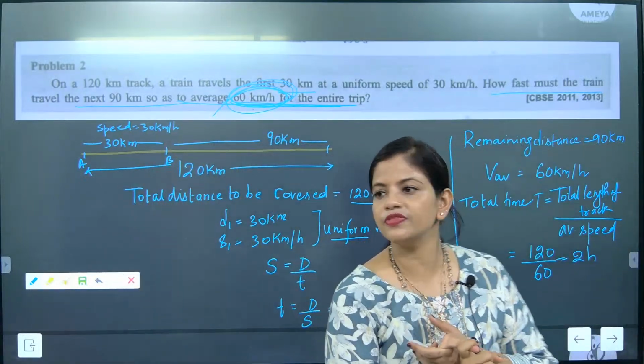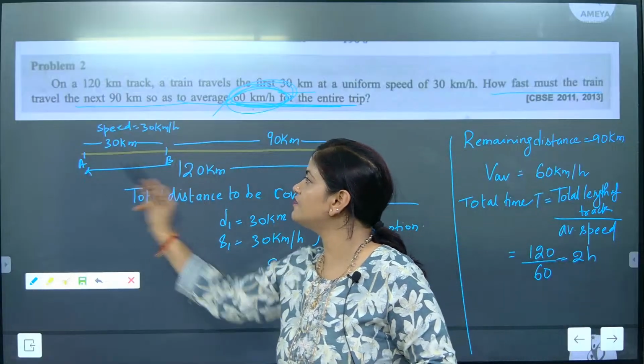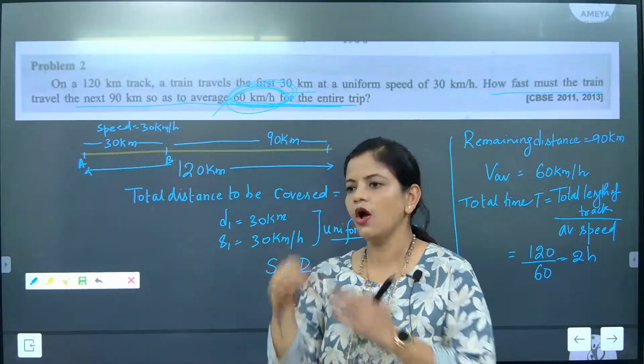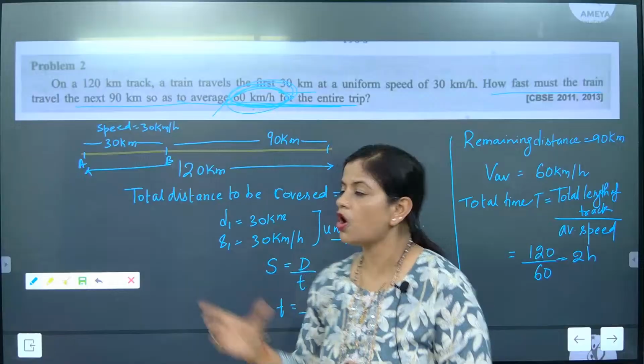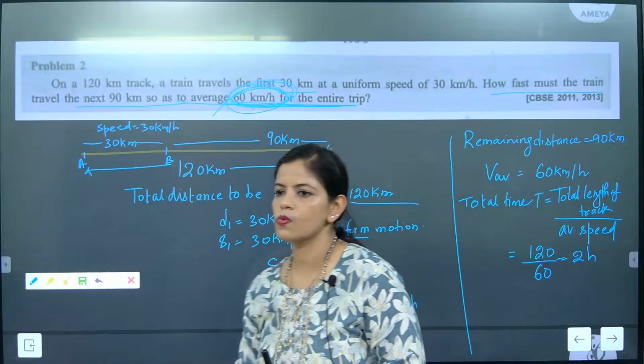Did you notice one thing? First half journey, how much time you took? 1 hour. Already 1 hour gone. So how much is the remaining time left?